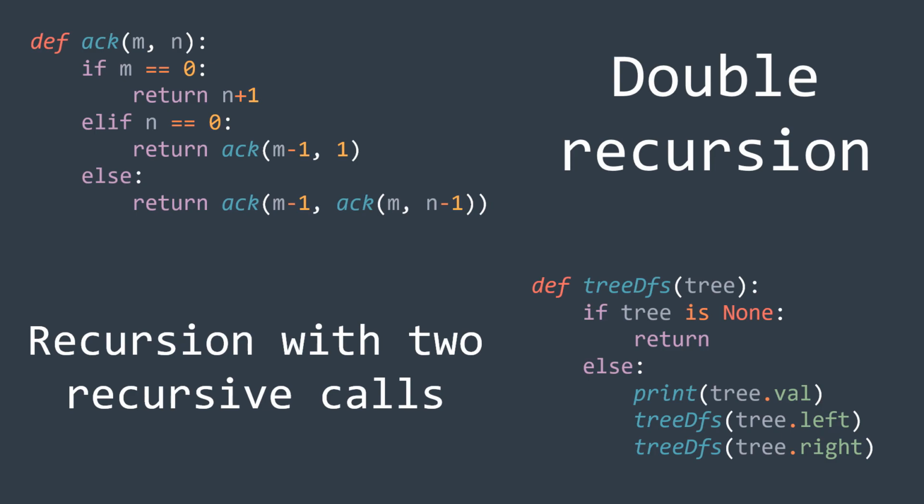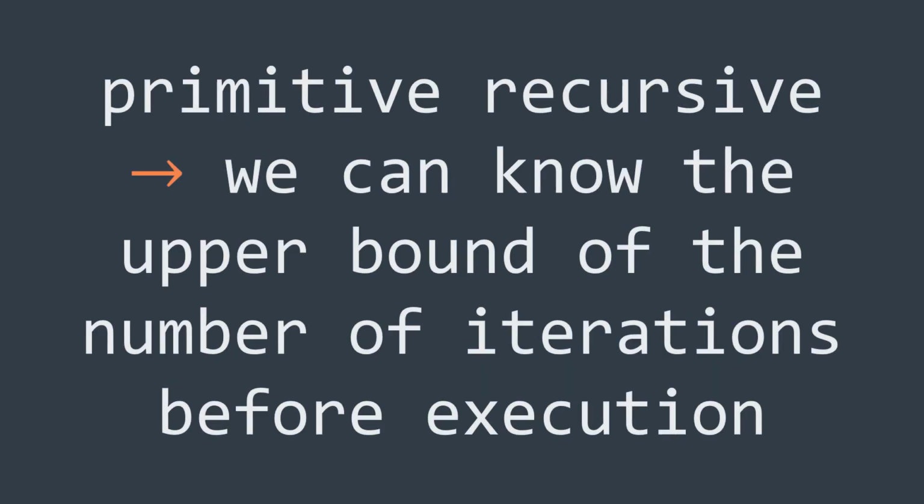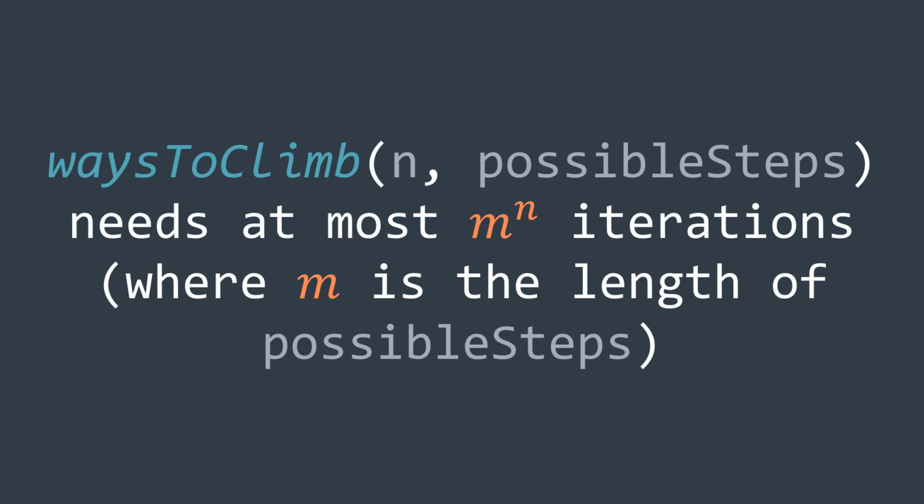A primitive recursive function is basically a function that can be computed with a program that uses for loops only. In other words, the upper bound of the number of iterations can be known before the execution. For example, the function that we used to solve ways to climb stairs is primitive recursive, because we know that it won't need more than m power n iterations. But for the Ackermann function, we can't know.